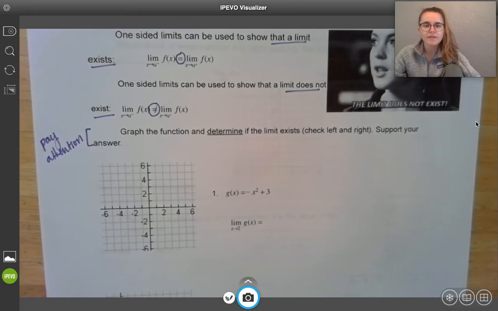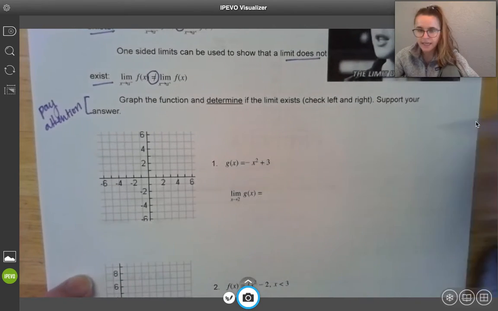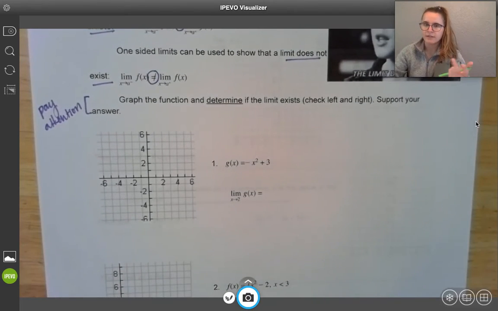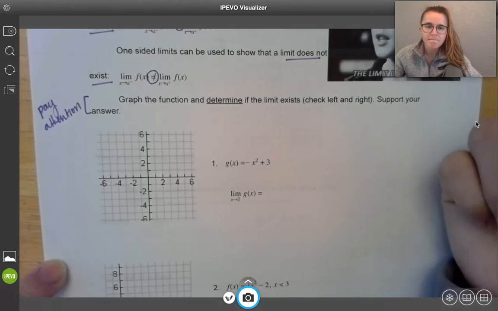All right, so it says graph the function and determine if the limit exists. Check from the left and from the right. Support your answer. It gives us the function, but it doesn't graph it for us. So we have -x² plus 3.